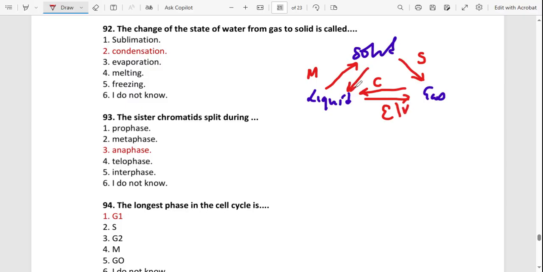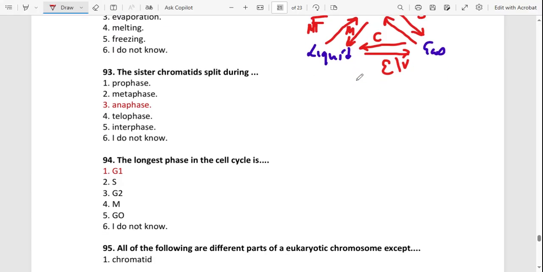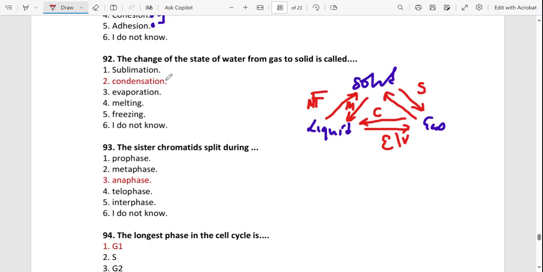Solid to liquid, what is that? That's the melting now. Okay. Liquid to solid, that's freezing. This is melting. And then back like this, that is of course sublimation. Sister chromatids split during, so we are saying condensation because we're going from gas to solid.